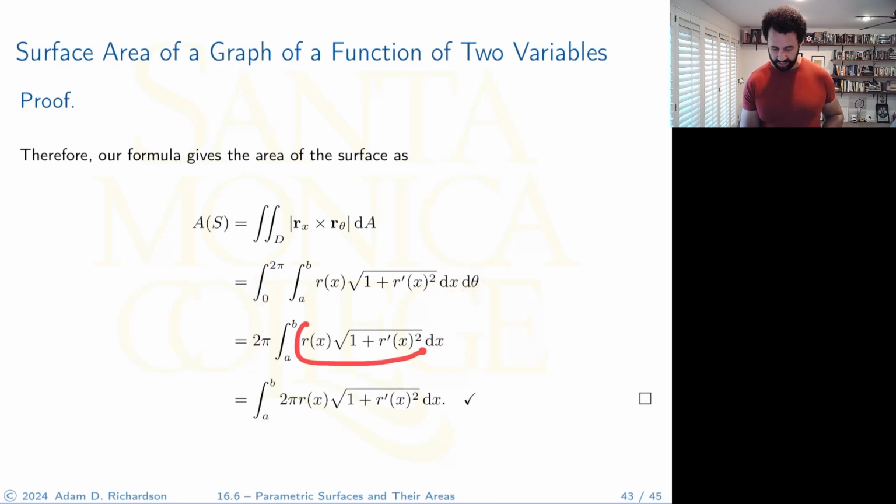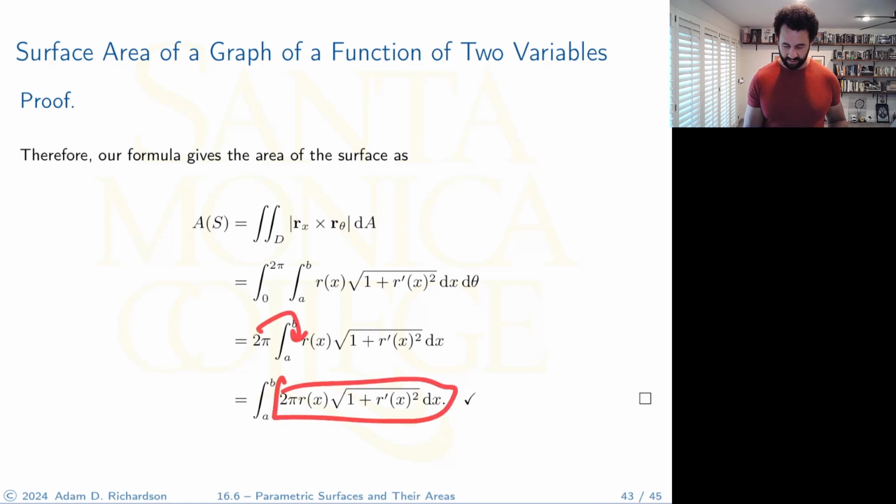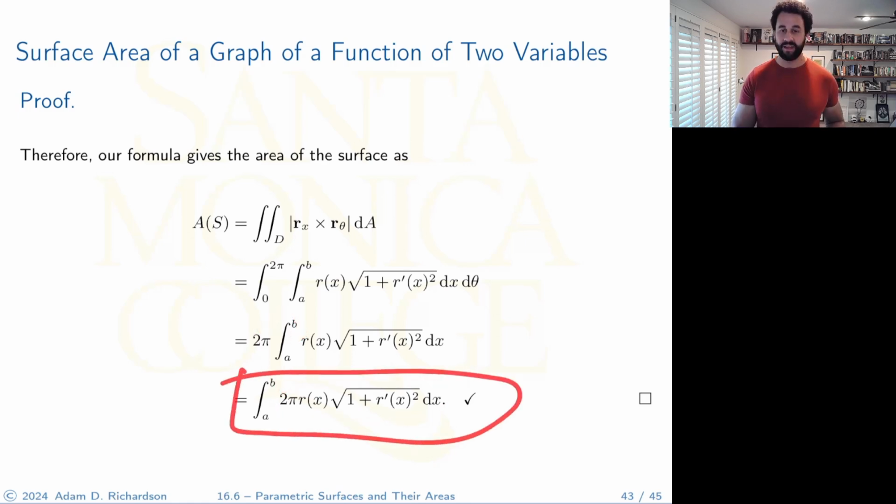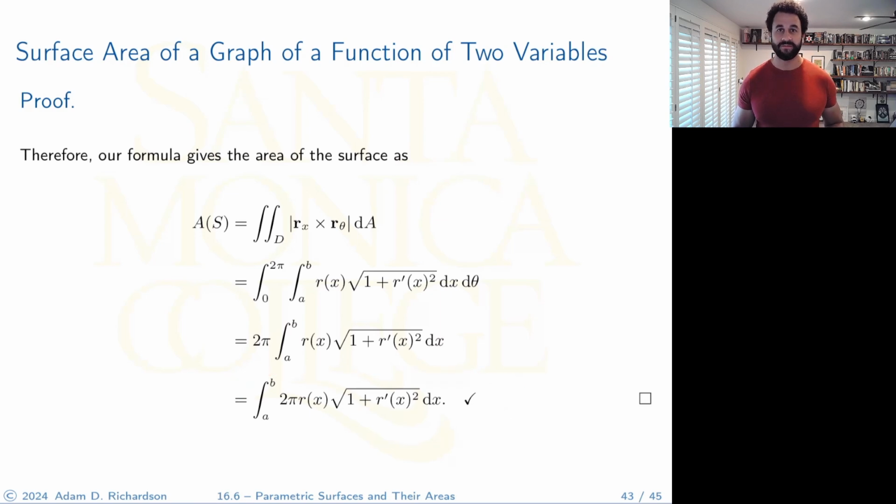Now, the integrand doesn't depend on theta, so we can split this up into two separate integrals and compute them separately. The integral with respect to theta is just going to give us 2 pi. And then this is actually the integral we wanted to retain, so let's just throw 2 pi back in there. Get that, and boom. That is our area formula. So we got that one for free as well. How cool is that? I think it's pretty cool.